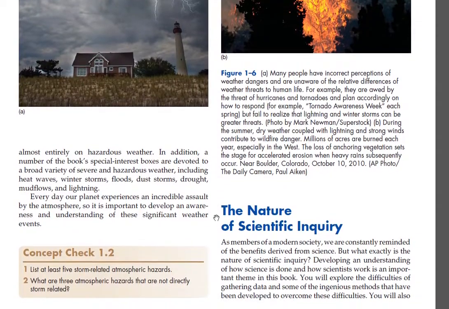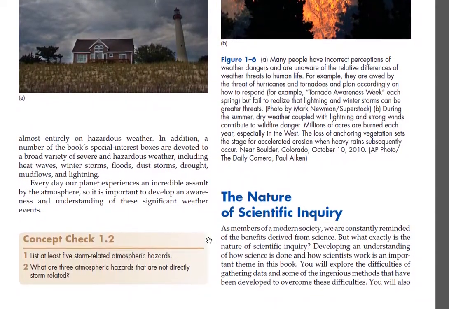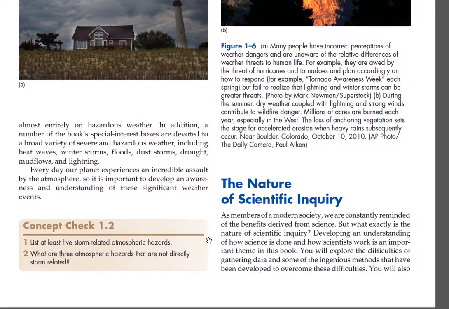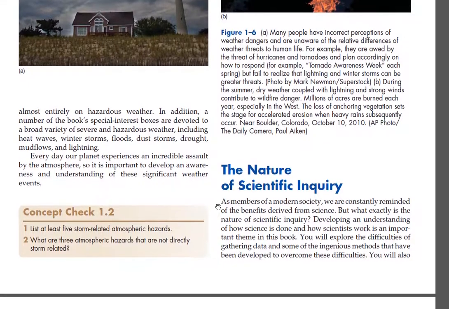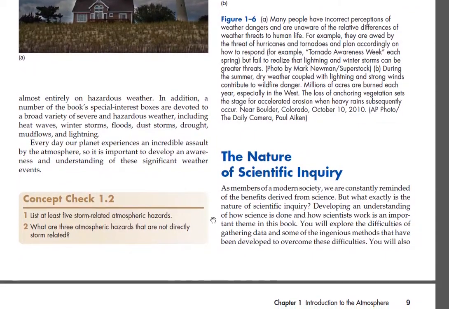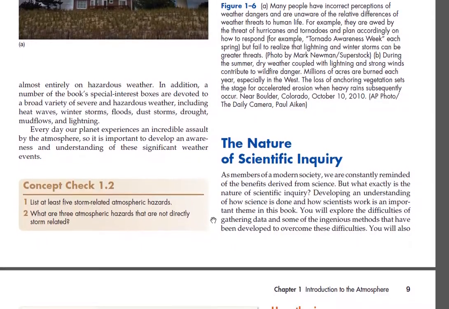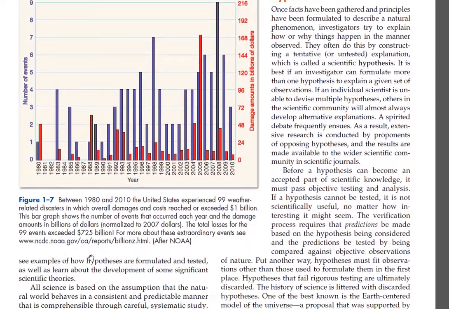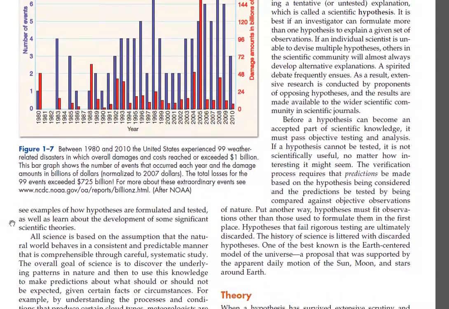The nature of scientific inquiry. As members of a modern society, we are constantly reminded of the benefits derived from science. But what exactly is the nature of scientific inquiry? Developing an understanding of how science is done and how scientists work is an important theme in this book. You will explore the difficulties of gathering data and some of the ingenious methods that have been developed to overcome these difficulties. You will also see examples of how hypotheses are formulated and tested, as well as learn about the development of some significant scientific theories.